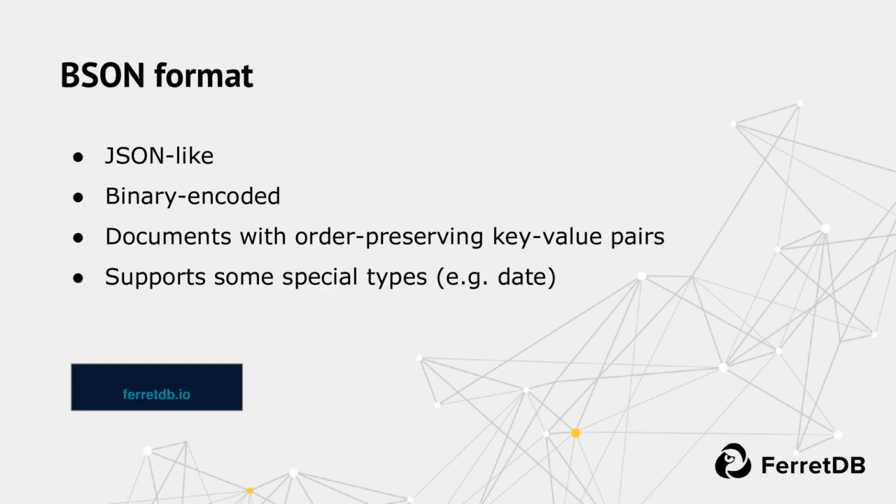That's the format MongoDB works with. Again, if you worked with MongoDB, you already had it multiple times. Even if you haven't worked with it directly, you had it under the hood in your drivers. So BSON is JSON-like, but it's binary encoded, and there are a couple of things that make it different than JSON. First of all, BSON documents work with key-value pairs just like in JSON, but the order is important here. So order is preserved in this case. And also, there are some special types in BSON that don't exist in regular JSON. For example, date is one of such types.